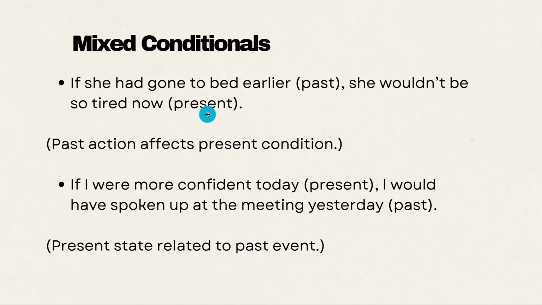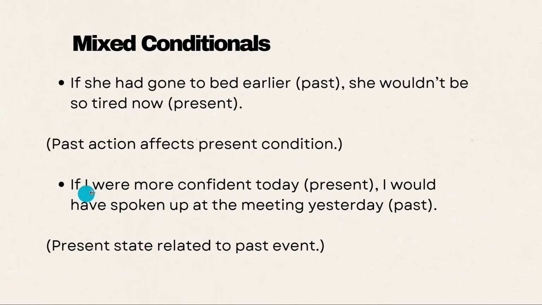The condition here is that if she had gone to bed earlier, that's had plus the past participle of go, which points to a past action. And for the result, we have would plus the base verb of be, and then it describes a present state, right? So in reality, she did not go to bed early in the past. The result is that right now, in the present, she feels tired. This shows how a past action or lack of action has a direct effect on the present condition.